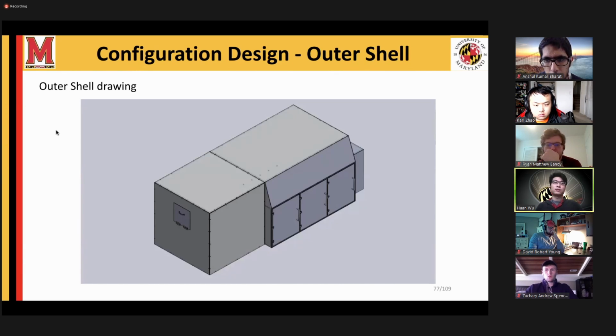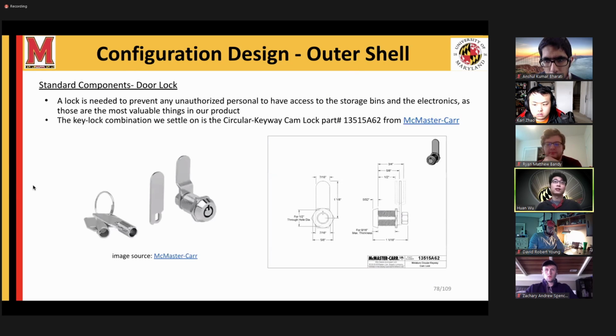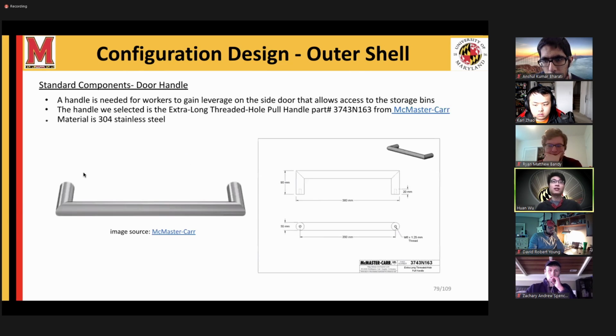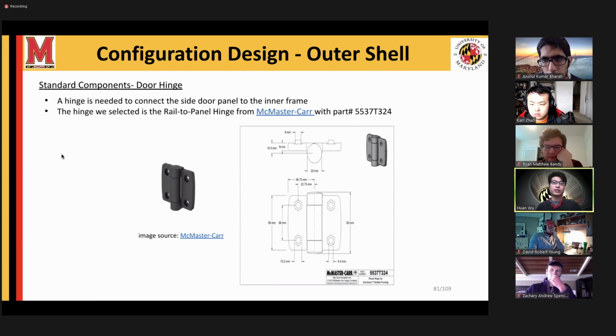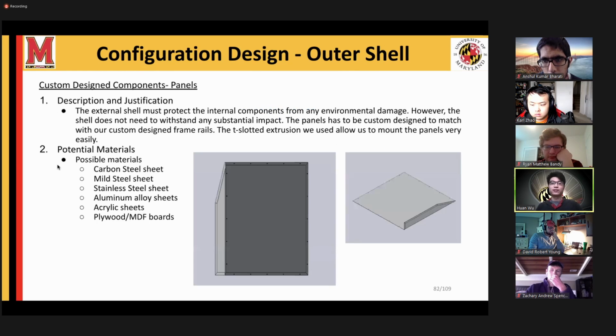The next subsystem is the outer shell. The outer shell has several standard components. The first one is the key lock combination we found on McMaster-Carr. The second one is a door handle. We also found this on McMaster-Carr. The third one is a drop-in nut with spring attached. This is used to attach the various outer panels that protect our inner frame. The last one is the door hinge, also from McMaster-Carr.